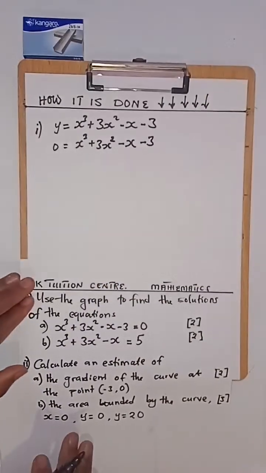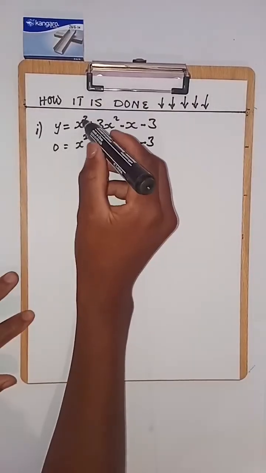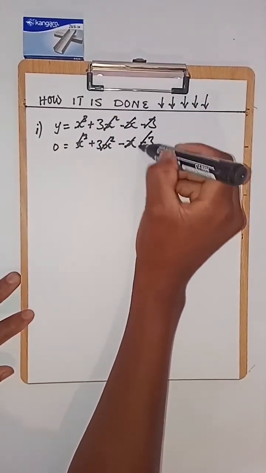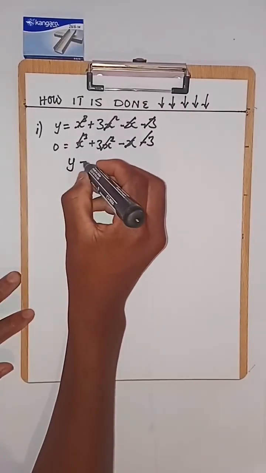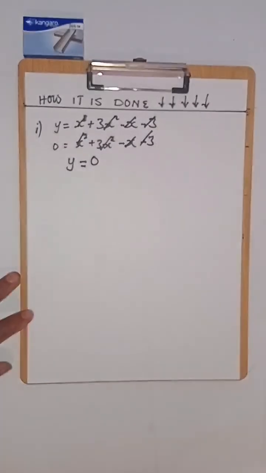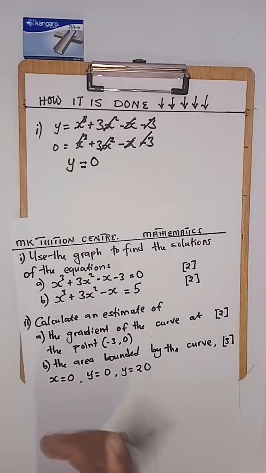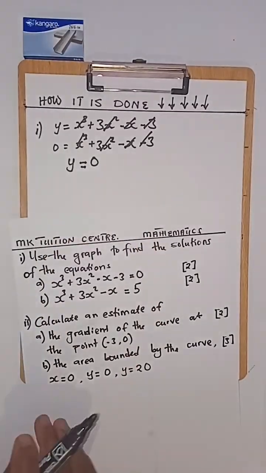So we are going to cancel. So these will cancel, even these they'll cancel. Therefore, y is equal to 0. So now we are going to get the values on the x-axis where y is equal to 0.